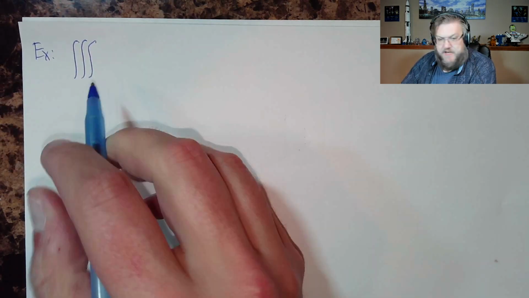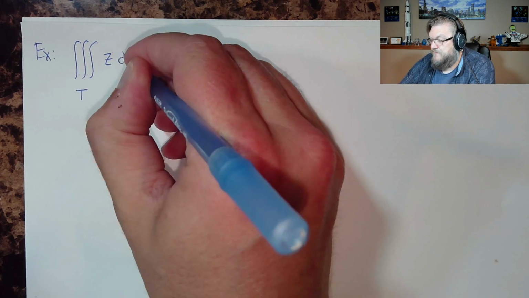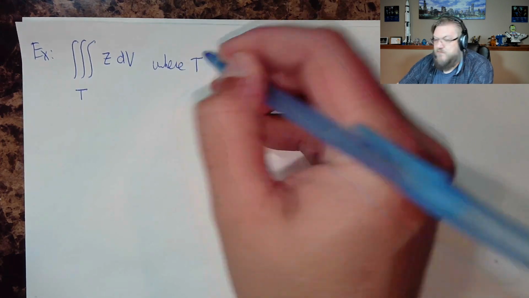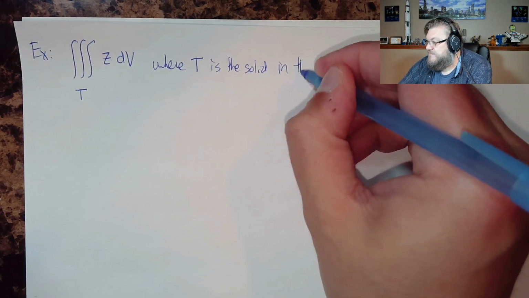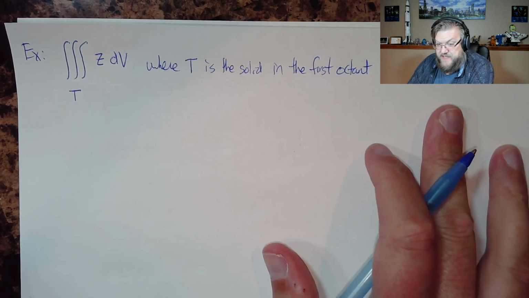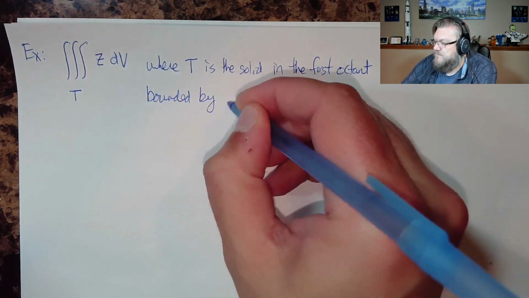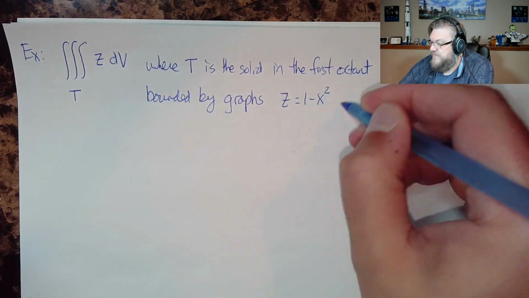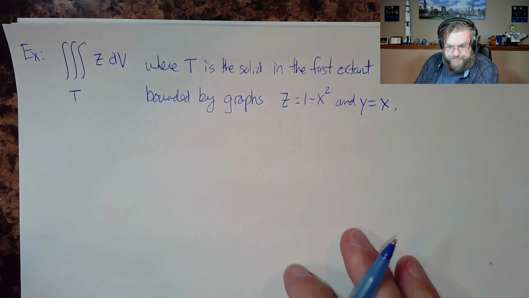All right. They want us to evaluate this triple integral over T of z dV. Then they describe what T looks like, where T is the solid in the first octant. Okay, that means everything's positive: x, y, and z. And it's bounded by the graphs z equals 1 minus x squared and y equals x.